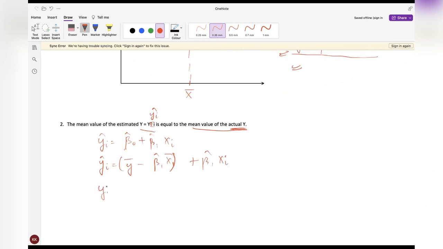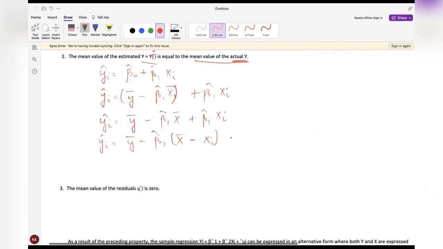Now, on opening this up, we will have yi hat is equal to y bar minus beta 1 hat x bar plus beta 1 hat xi, right? Let's take beta 1 hat out as common, and we will be left with xi minus x bar. So yi hat is equal to y bar plus beta 1 hat into xi minus x bar.